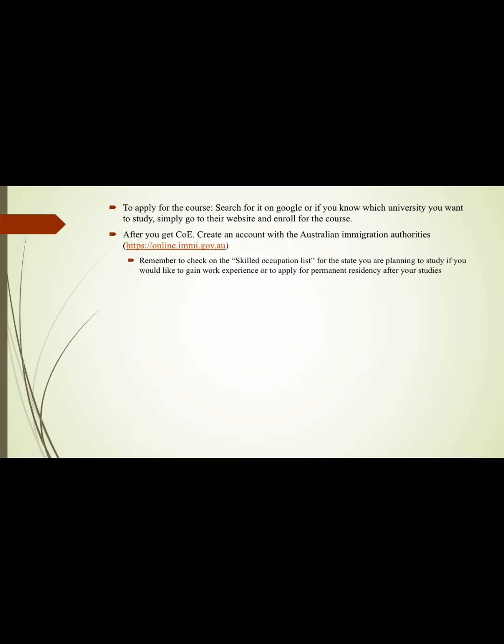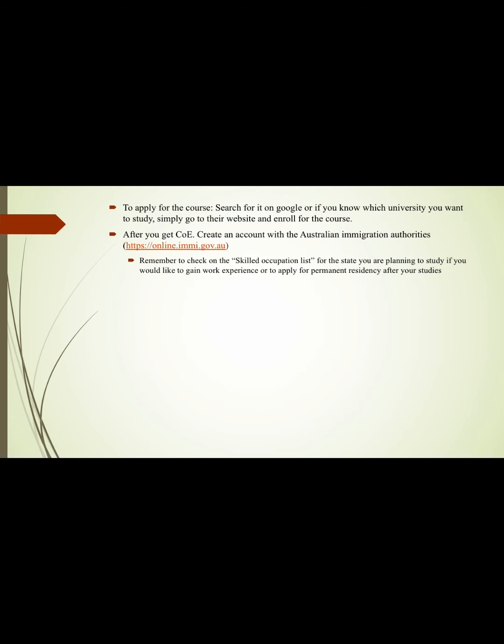Now, to elaborate further on the step-by-step process of applying for admission, I'm sure you all know how to do it, but you can get a lot of information on Google. Just make sure the university you're applying to is a legitimate university, because you have a lot of options. You can always compare the course structure and the fee as well, and all of these help you make your decision. After you have your COE in your hand, you'll have to create an account with the Australian Immigration Authority. The link is right here, and we've been talking about it from the very first slide.